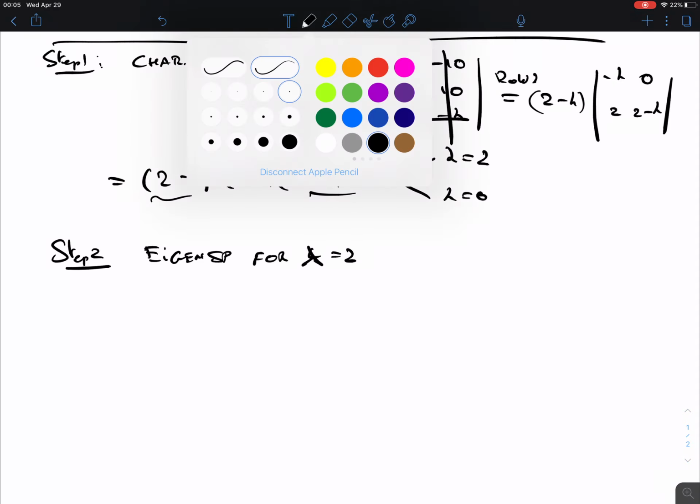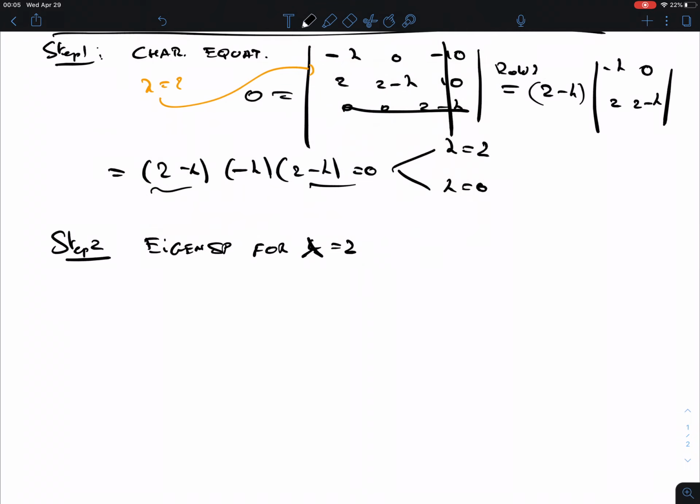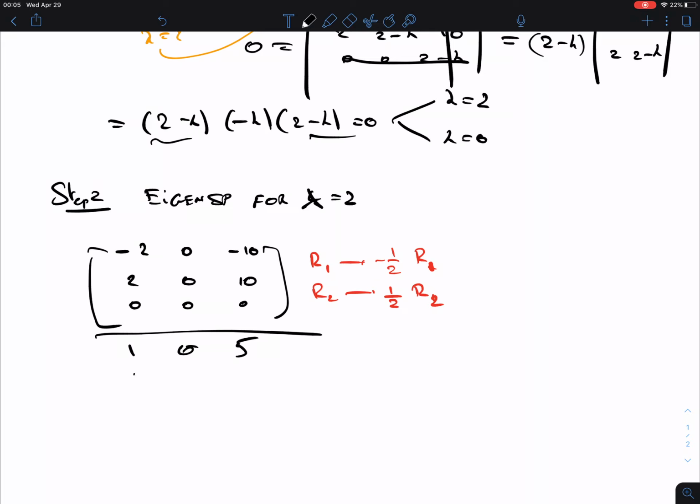Okay, so how do you get that? We put lambda equals 2, and the matrix that we get is the matrix that we have to find the null space of. So that is minus 2, 0, negative 10, 2, 0, 10, and 0, 0, 0. Whenever you can factor out things, it often pays off to do that. So we can factor out a half in both, and then we are left with 1, 0, 5, and also 1, 0, 5.